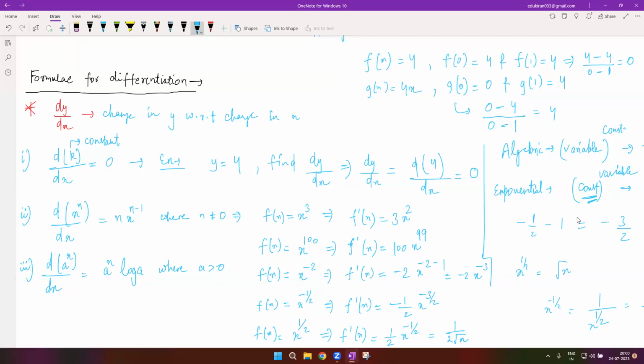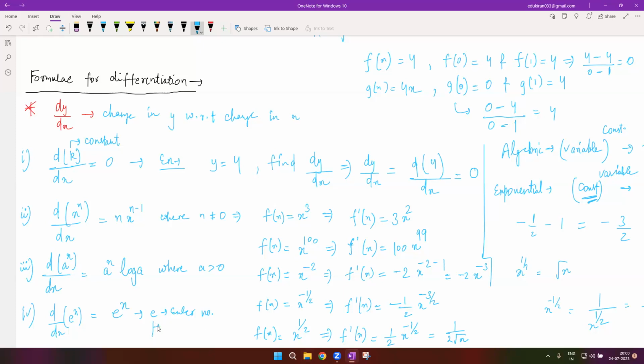Okay, but the differentiation of the exponential function is a to the power x log a, and the same applies to e to the power x. This is e to the power x, where e is Euler's number. Euler was a mathematician who did a lot of work in mathematics. There is a number named after him, known as Euler's number and denoted by e. It's an irrational number.